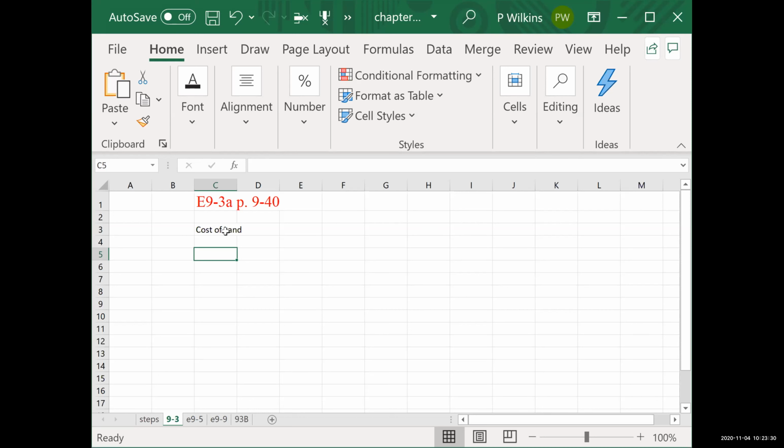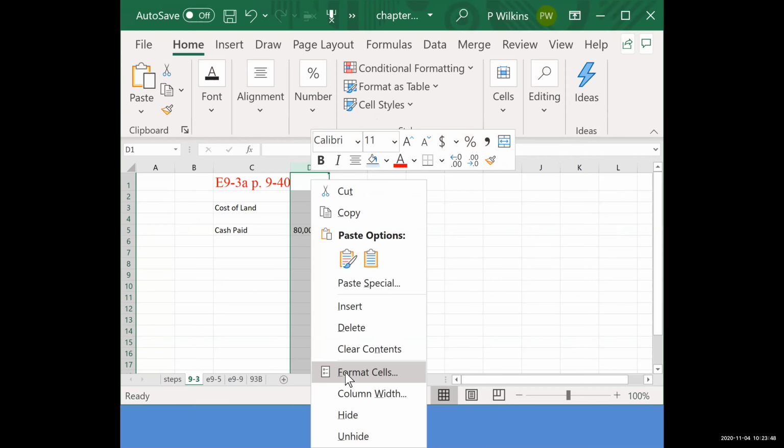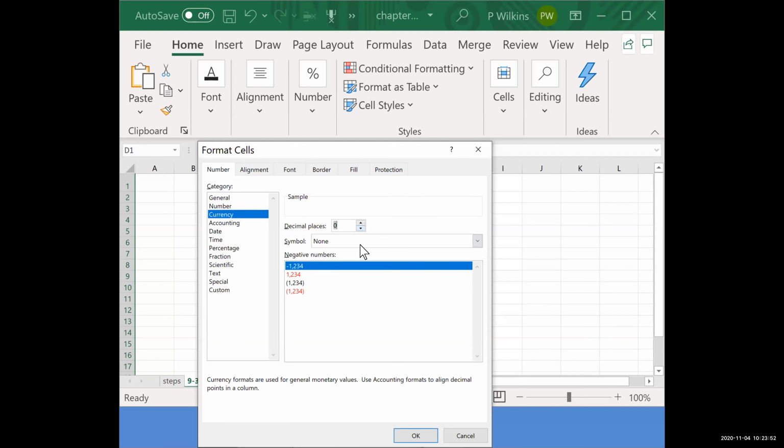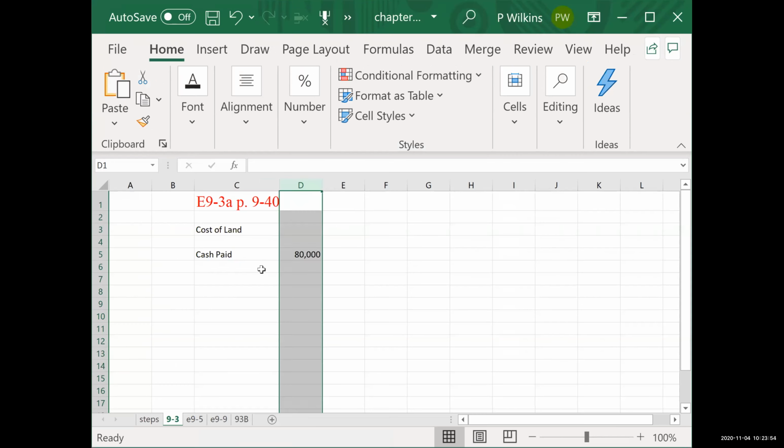Okay, so the first thing that is part of the cost of the land is the cash you paid. So the cash you paid for this was $80,000. Oh, I just realized that's not formatted right, because we don't do anything with the change, right? Nothing with the change. Get rid of the change. There we go. Okay. So cost of land, $80,000.